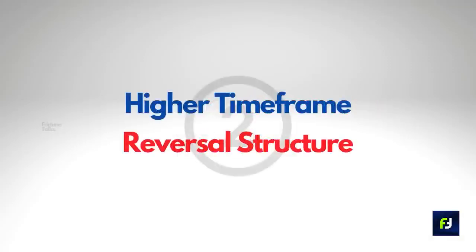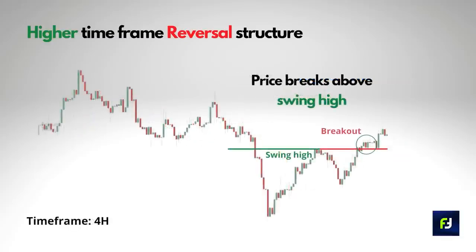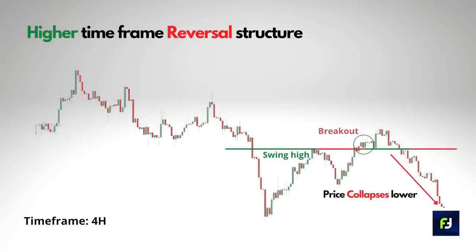Now the second strategy is the higher time frame reversal structure. So in a market, it's very important to pay attention to where you are in terms of the big picture, or simply you should pay attention to what the higher time frame is doing. This is where the higher time frame reversal structure comes in handy. In this example, the price apparently breaks above the swing high and then it collapses lower below the support level. At this point, a lot of unaware traders would have bought the breakout on the upside only to get caught on the wrong side. And why is that?